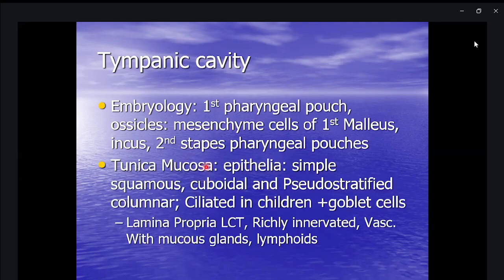The mucosa has an epithelia, simple squamous, cuboidal, or pseudostratified. As you move towards the pharyngotympanic tube, it becomes pseudostratified, might be ciliated in children, and this tube is to balance the pressure. It's mainly to balance the pressure. And at the opening of the pharyngotympanic tube into the nasopharynx, we have adenoids. We have lymphoid tissue that forms the Waldeyer's ring.